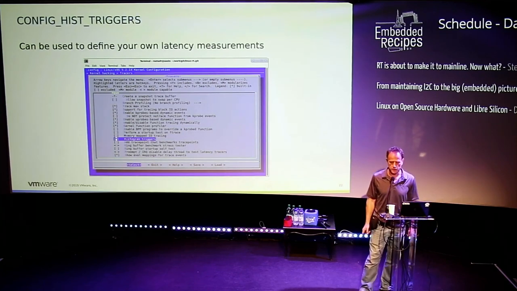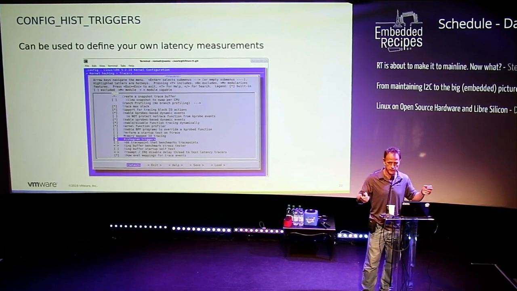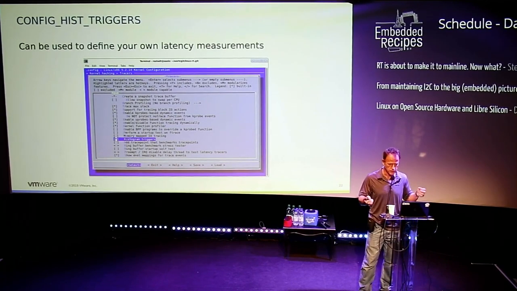The hist triggers is kind of like what I said about the histogram triggers. You can now pick any two trace events and find out the latency between them using the histogram triggers.